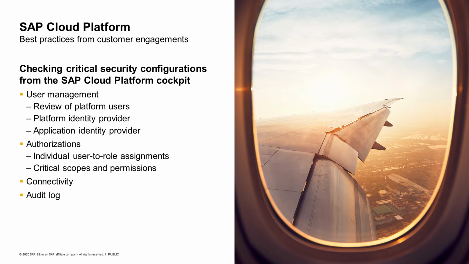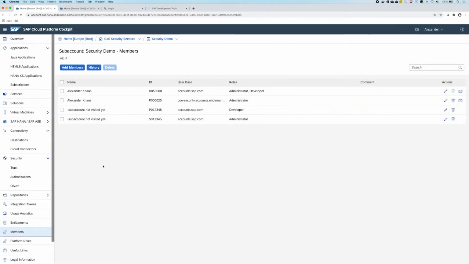And I will now show you how you can check these settings in the SAP Cloud Platform cockpit with a short demo. What you see here is an SAP Cloud Platform Neo SAP account showing the platform users, also called platform members of the SAP account. A platform user is a developer, administrator, or operator who deploys, administers, and troubleshoots applications and services in the SAP account.